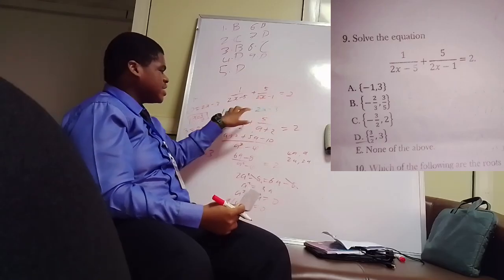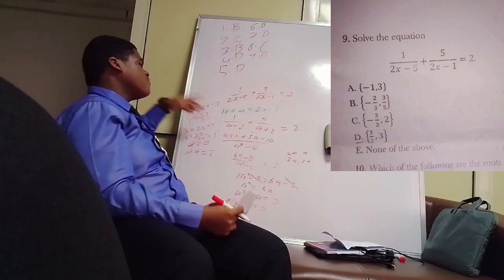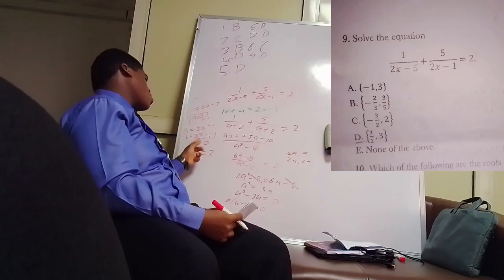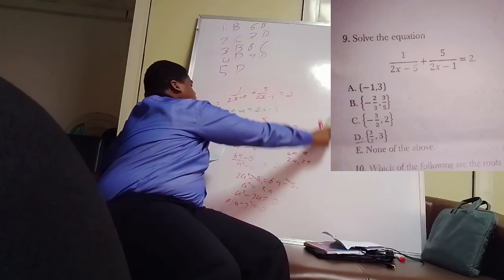Using that same identity, we said let a equals 2x minus 3. So using that same value, remember that a equals 2x minus 3. Then the value of x is equal to 3 over 2 or 3. And that is option D.